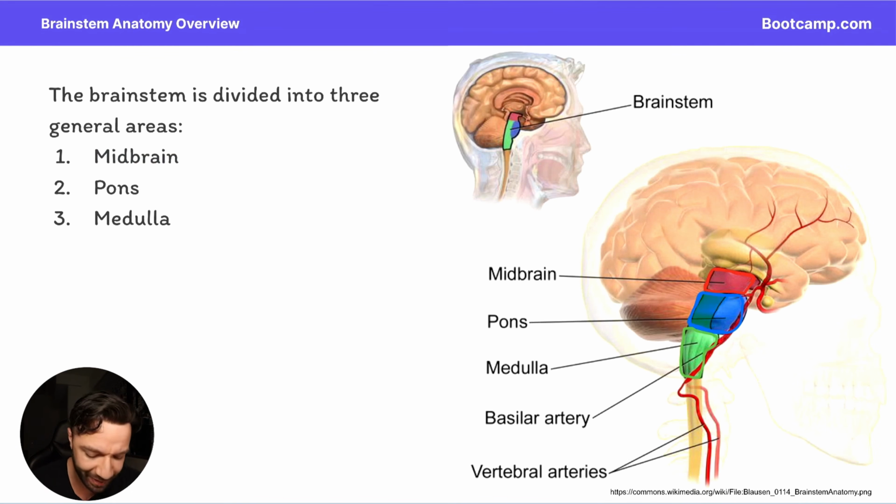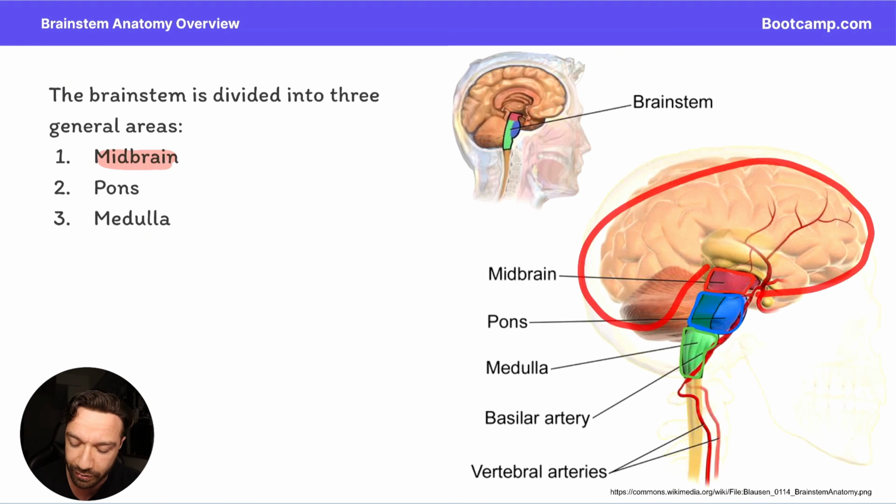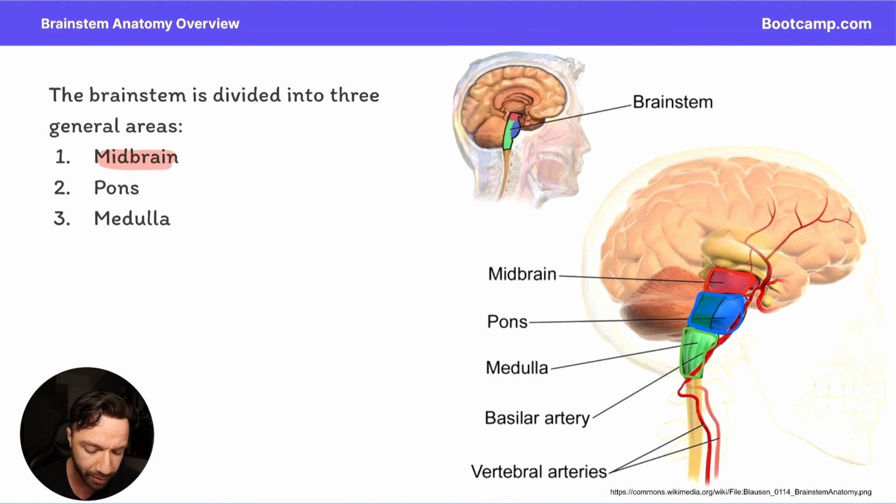So first up, we're going to have our midbrain. And looking at our diagram, this is going to be the most superior aspect of our brainstem. It's going to sit just under this structure. This is actually the diencephalon right at the core of the cerebral cortex out here. So we have our diencephalon right under that. That's where our brainstem starts, and the first portion is going to be the midbrain.